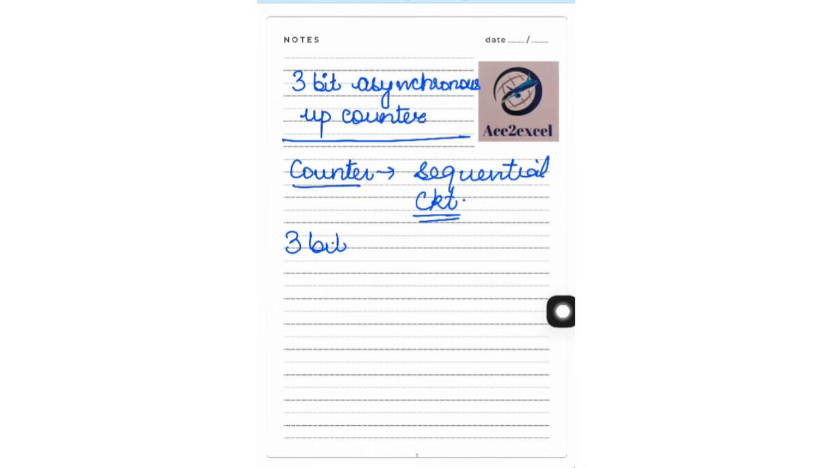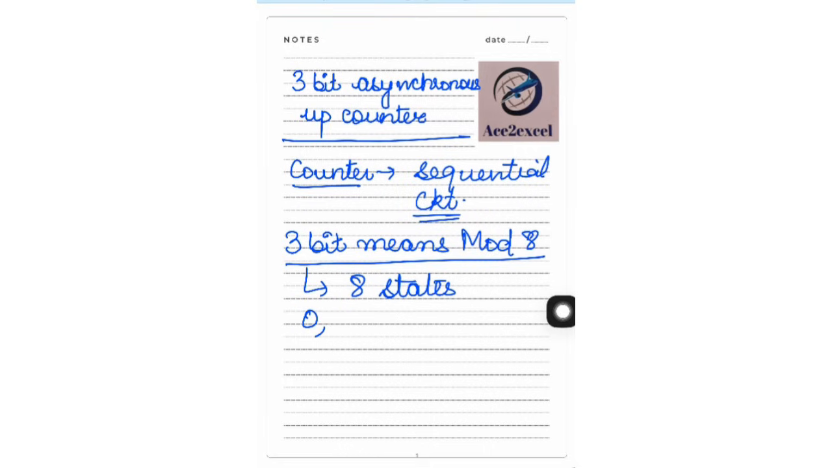3-bit means mod 8 counter. 3-bit means it will count 8 states. The states will be 0, 1, 2, 3, 4, 5, 6 and 7. If you count, there are a total of 8 states.